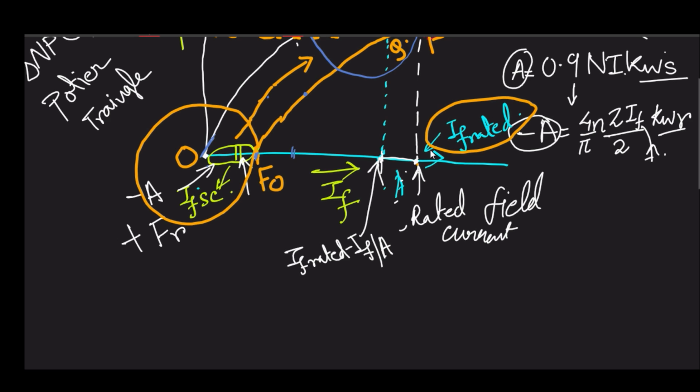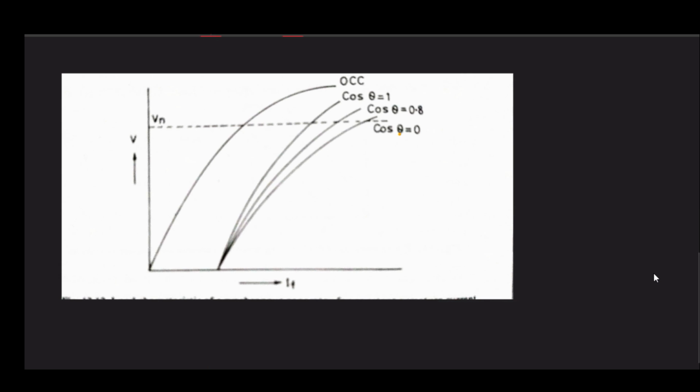Now if you go for a generalized zero power factor characteristics, that will be termed as load characteristics. What is that? Load characteristics represent the terminal voltage V as a function of field excitation for a constant load current with a constant power factor angle. Let me import a few images so that you can get a clear idea. This is a typical form of load characteristics where you keep your load current as well as load power factor constant, and then you do the experiment.